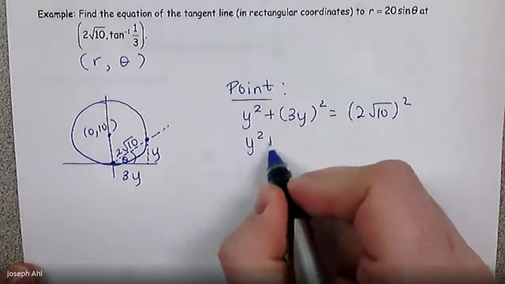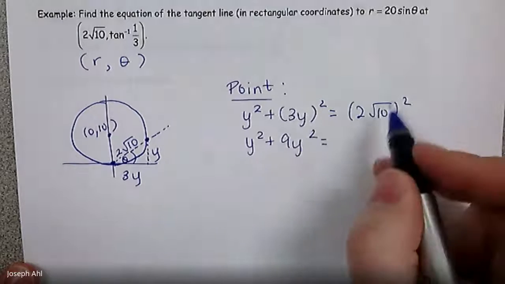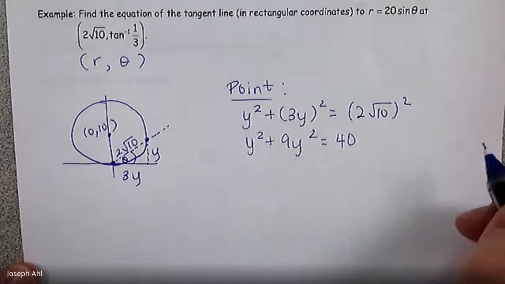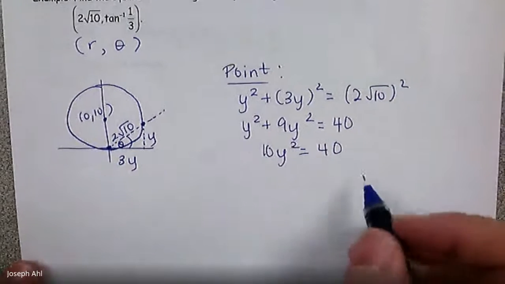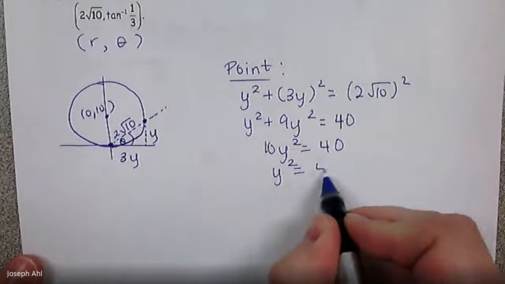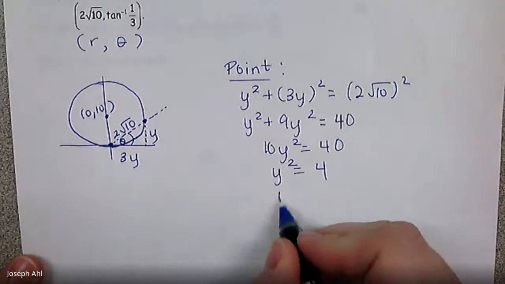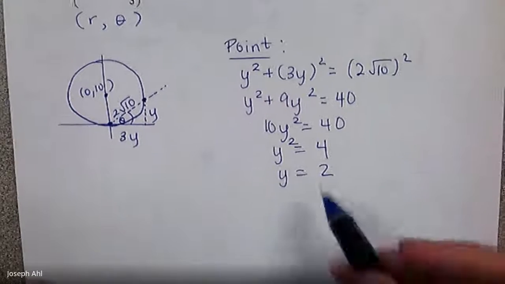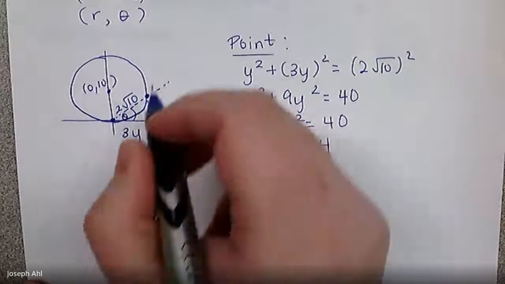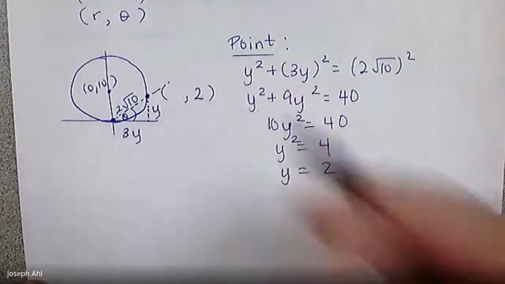So therefore, y squared plus 9y squared equals 4 times 10, which is 40. And if 10y squared equals 40, then y squared is equal to 4. And therefore, when all said and done, y is 2. Okay. So now we have the y value of this point right here is something comma 2.